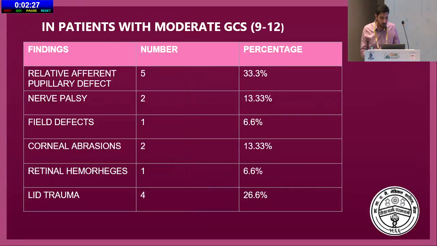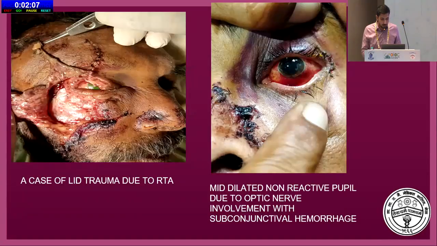In patients with a moderate GCS of 9 to 12, the pupillary findings were the most common associated findings. Relative afferent pupillary defect was present in 33.3% of cases, followed by lid trauma and other injuries like field defects, nerve palsy, retinal hemorrhages and corneal abrasions. This was a case of a lid trauma. Another image shows a case of a dilated non-reactive pupil due to optic nerve involvement with subconjunctival hemorrhage in a patient due to a physical assault.